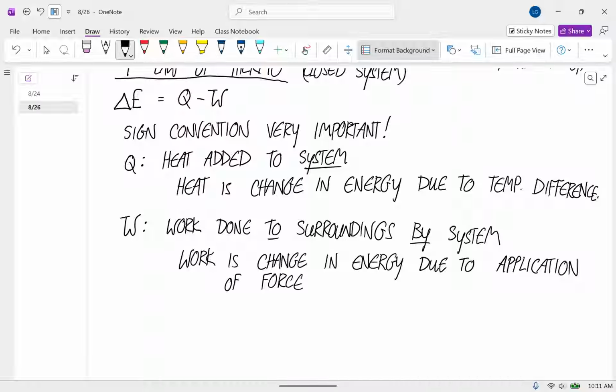And Q is going to be positive when heat adds energy to the system. W is going to be positive when work removes energy from the system. And that's why we have that negative there in the equation. It's a pain in the butt. It seems unnecessarily complicated. I stand by that. It's unnecessarily complicated. But there is a way to kind of make sense out of why this is.